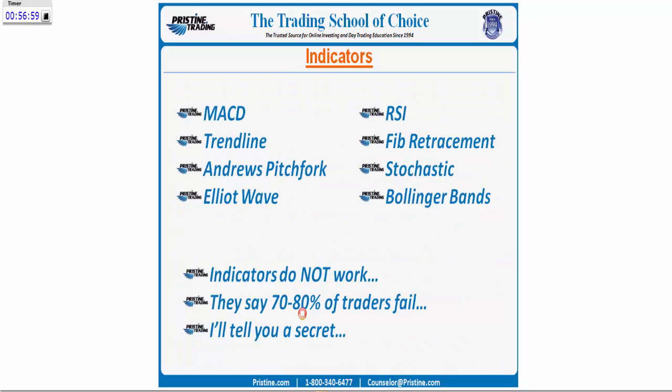As I said before, there's a ton of indicators. Here are just a few of the more common ones: MACD, trendline, RSI, Elliott wave, stochastic, Bollinger Band. The list goes on and on. Indicators do not work. Plain and simple, you do not need indicators to be successful. Let me just point this out. How many traders fail? What's the going percentage of traders that will fail? 90+% of traders will fail, unfortunately.